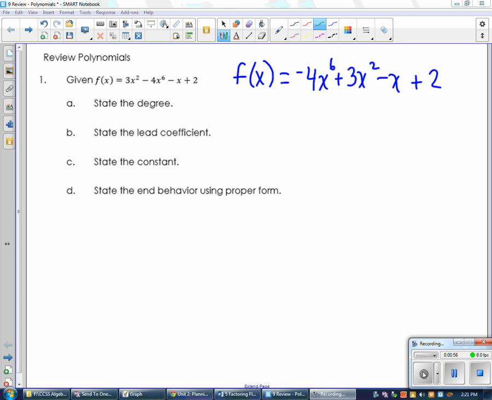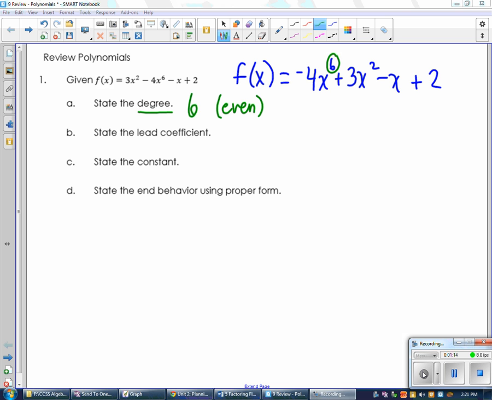And if I want to find the degree, when the equation is written in standard form, the degree is really easy to identify. It's just going to be the highest exponent. And note that that is an even number, and that's going to help us when it comes to graphing.